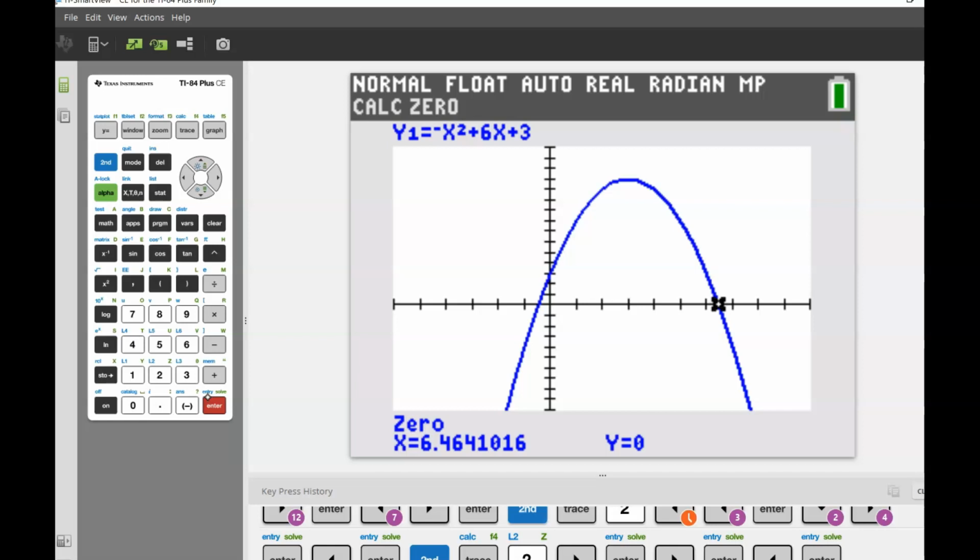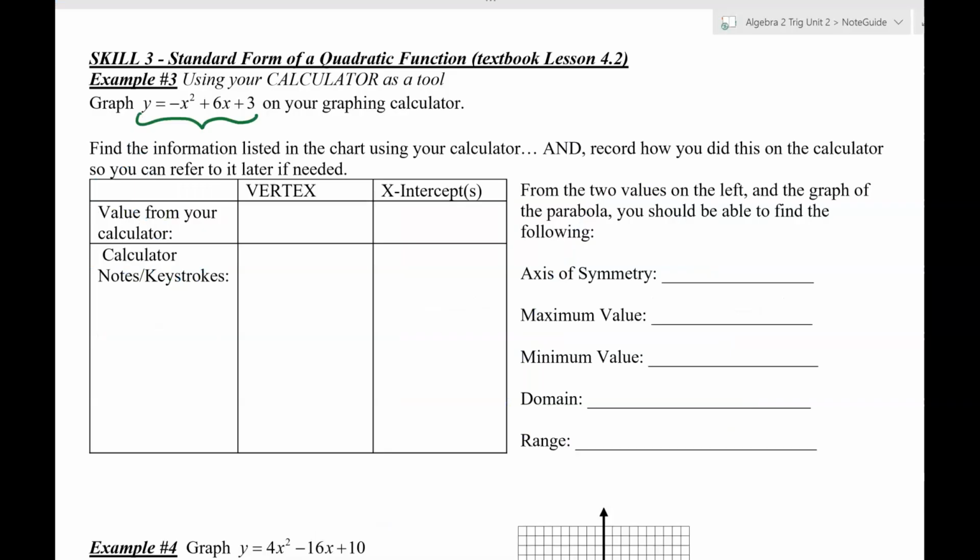So I'm going to return to your note guide. And so there's a place here for you to write stuff, but also write some notes for yourself. So the value we got from the calculator for the vertex was 3, 12. And we got x-intercepts of negative 0.464 and, because there were 2 of them, 6.464. So make some notes for yourself if you need to about the keystrokes on the calculator.